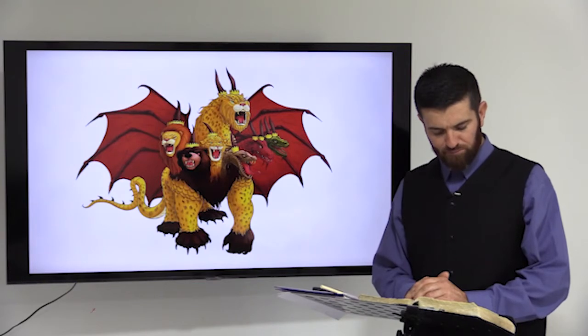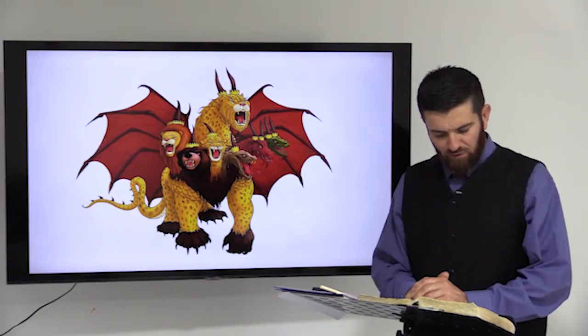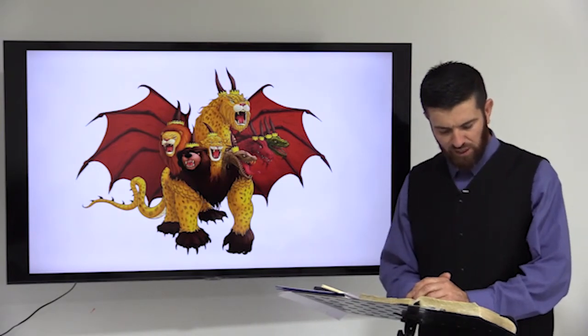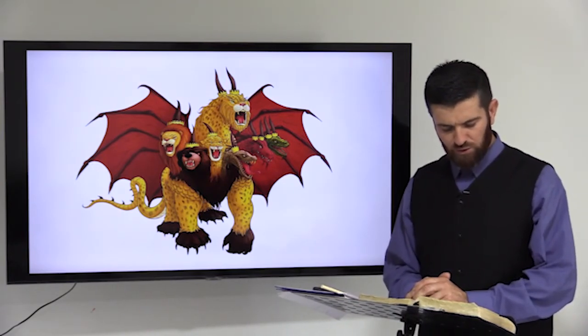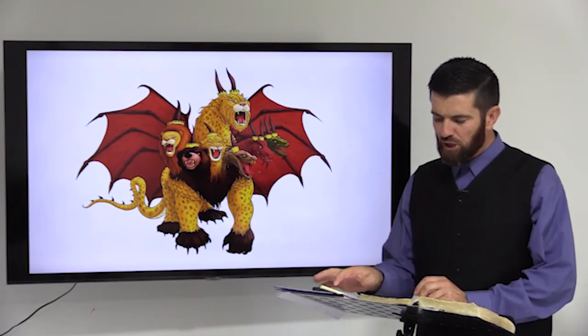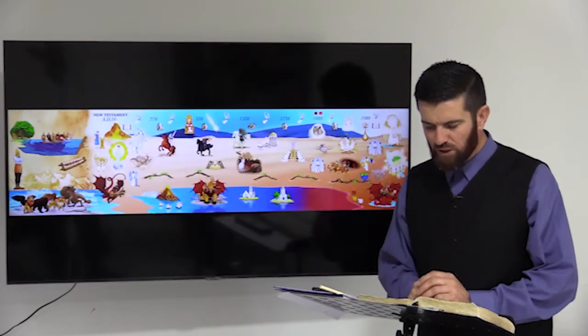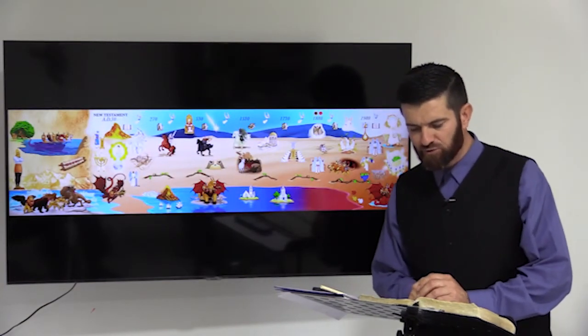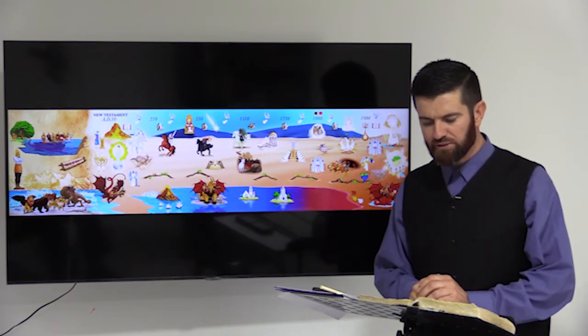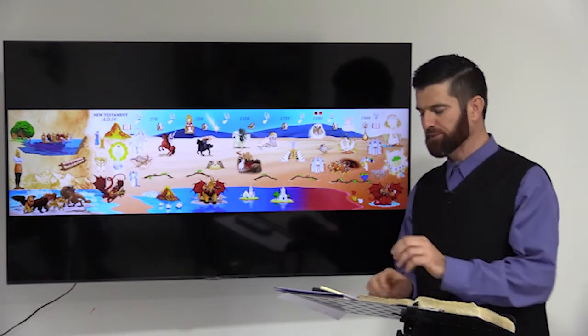13 and verse 1. And I stood upon the sand of the sea, and I saw a beast rise up out of the sea, having 7 heads and 10 horns, and upon his horns 10 crowns, and upon his heads the name of blasphemy. Verse 2, And the beast which I saw was like unto a leopard, his feet as the feet of a bear, his mouth as the mouth of a lion, and the dragon gave him his power, his seat, and great authority.